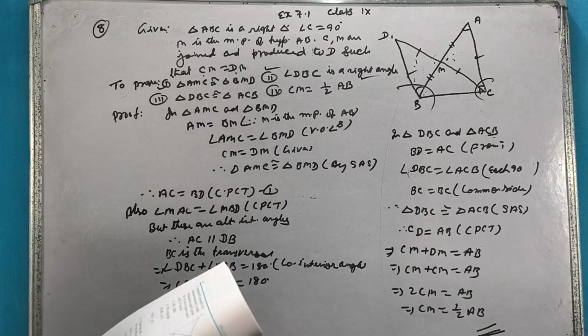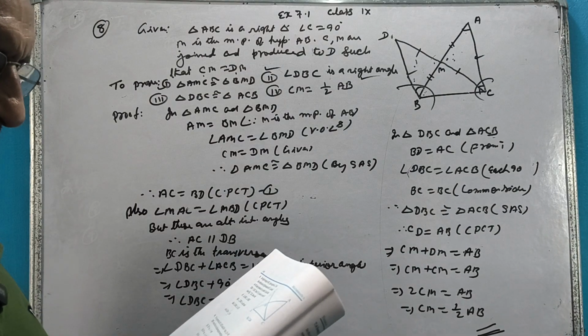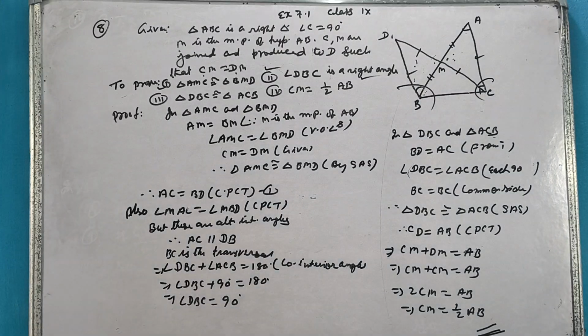Question number 9 is an MCQ. Two triangles are congruent. Given corresponding parts will be equal. The option will be D. What is the option of number 9?